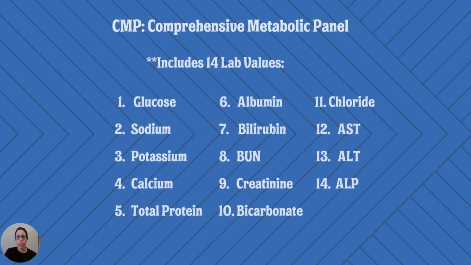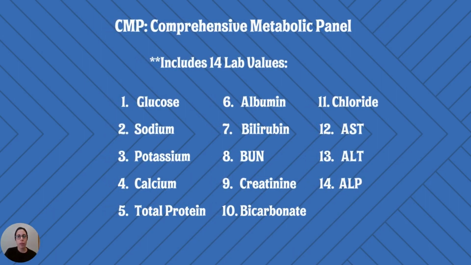So here are the 14 lab values that the comprehensive metabolic panel includes. The first being glucose and a variety of electrolytes, including sodium, potassium, and calcium, and then total protein and albumin, bilirubin, BUN, which is your blood urea nitrogen, creatinine, bicarbonate, chloride, and then a few liver enzymes are the last numbers here, which are abbreviated as AST, ALT, and ALP.